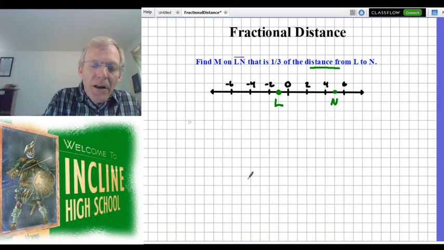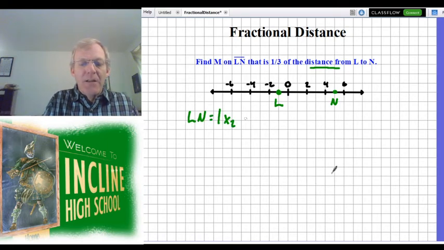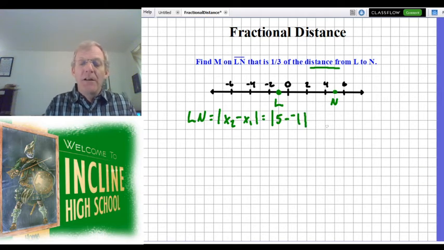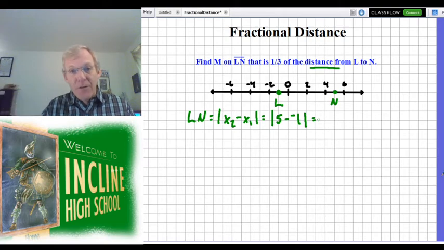So remember, the distance LN is equal to the absolute value of the second point minus the first point. In this case, the second point would be the 5. So the absolute value of 5 minus the first point, which is -1, so we're subtracting a -1. And remember that the absolute value bars act like parentheses or grouping symbols. So we do what's inside first, and then we do the absolute value to that.